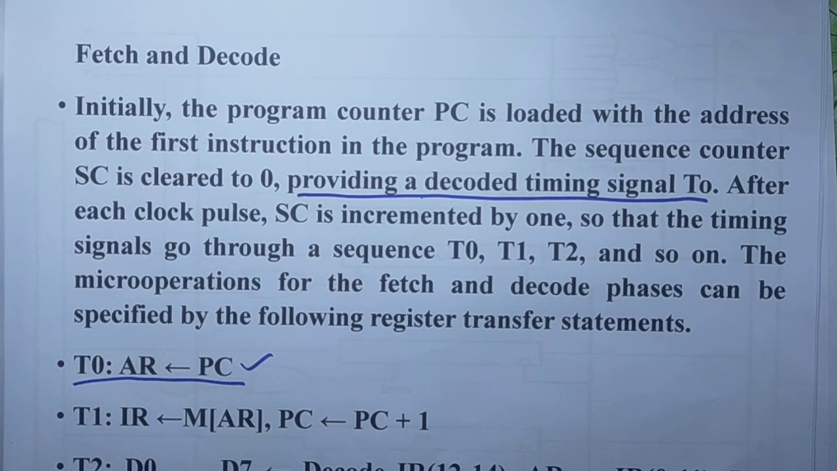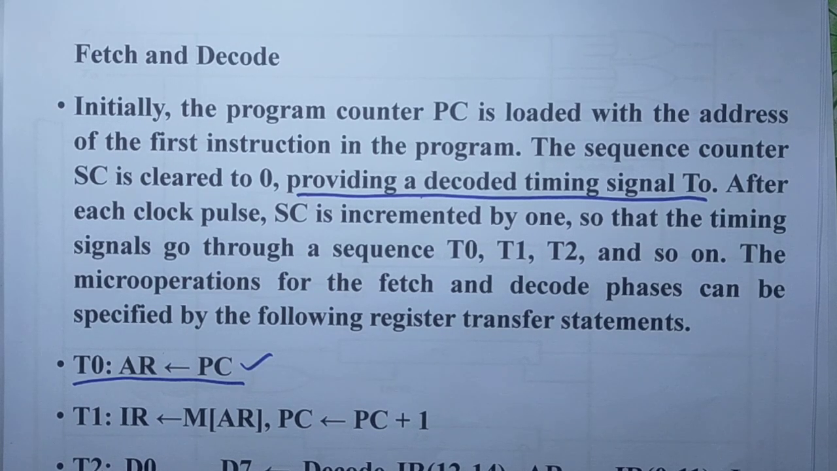After that, every clock time will be increased one after another. Accordingly, the sequence counter also increases. After the clock time increases, the sequence counter increases one by one, so that the time signals go through a sequence T0, T1, T2, T3, T4 as per the increase of the sequence counter. The sequence counter is actually used for the timing.